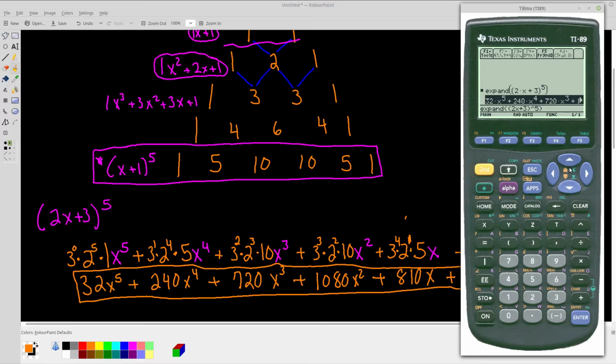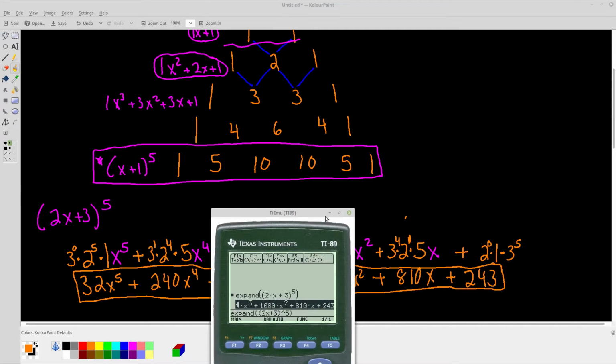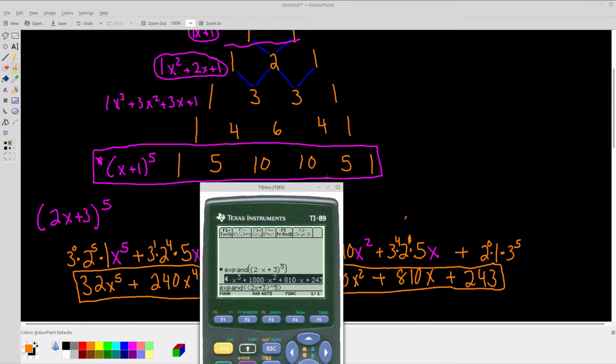Now, check this out. The calculator did it instantly, a lot faster than myself. But let's check to see if we're right. I've got 32x to the 5th. The calculator's got 32x to the 5th. The calculator has 240x to the 4th. I have 240x to the 4th. Plus 720x to the 3rd. I have 720x to the 3rd. Plus 180x squared. 180x squared. Plus 810x. Plus 243. And I also had 243.